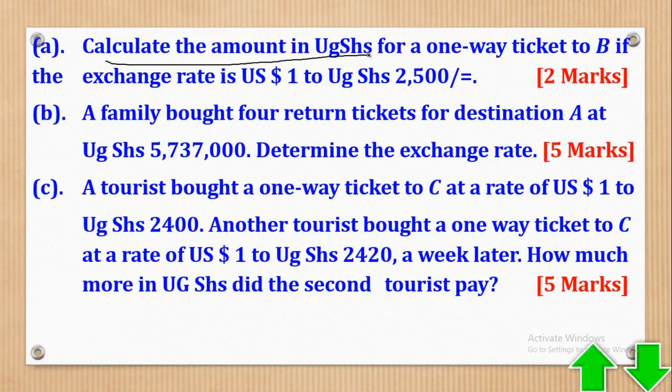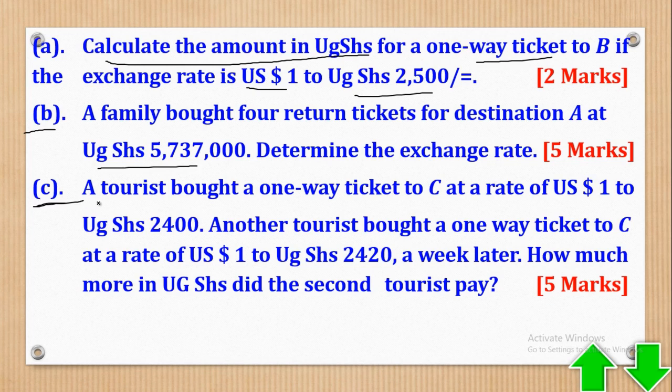calculate the amount in Uganda shillings for a one-way ticket to B if the exchange rate is $1 to Uganda shillings 2,500. So 1 US dollar is equivalent to 2,500 shillings of Uganda. Then part B, a family bought 4 return tickets for destination A at 5,737,000 Uganda shillings. Determine the exchange rate.